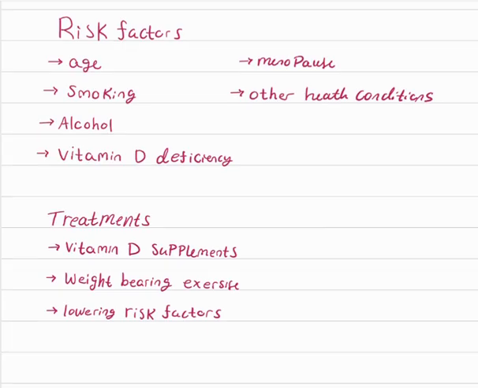So here are the risk factors and the treatments for osteoporosis and osteopenia. Risk factors include age, smoking, how much alcohol you drink, vitamin D deficiency, menopause, and other health conditions, like kidney disease and heart conditions. With menopause and age, there are a lot of hormones at play.